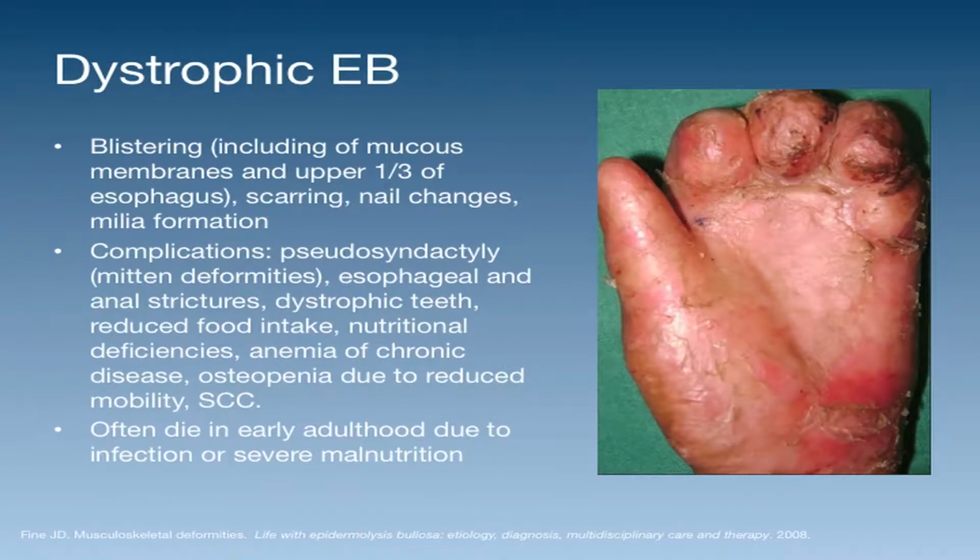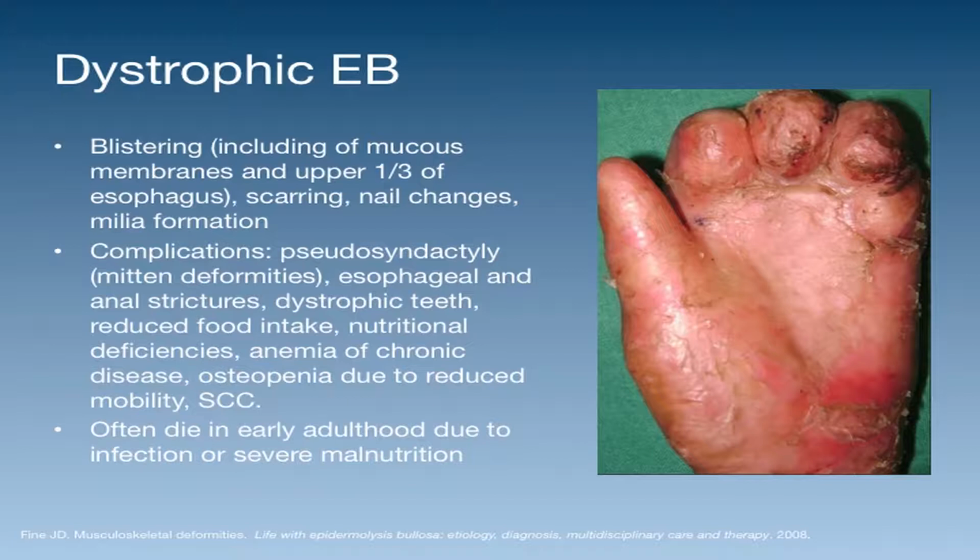The dystrophic form of EB are some of the most severe forms of this disease and are characterized by generalized blistering that can also involve mucous membranes and occasionally the upper 1/3 of the esophagus. With severe forms of dystrophic EB, internal organs are often involved. You will also see scarring, nail changes, and milia formation.